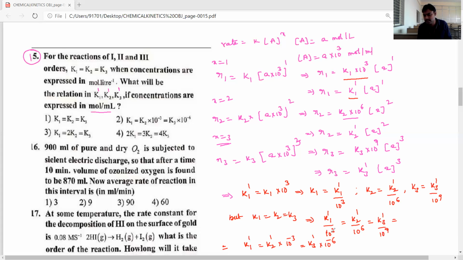Why? Because this equation completely we have to divide with 10 to the power of 3 and multiply with 10 to the power of 3. The 10 to the power of 3 will cancel, then the 10 to the power of 3 present in the denominator goes to the upside, which means 10 to the power of minus 3. Similarly, K1 dash is equal to K3 dash into 10 to the power of 3 by 10 to the power of 9, which is K3 dash into 10 to the power of minus 6.